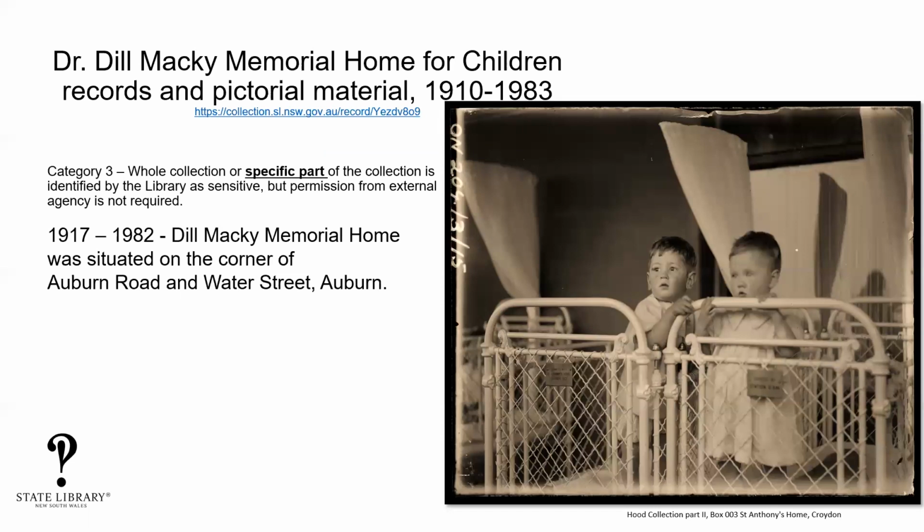The records of the Dr. Dill Mackie Memorial Home for Children were presented to the library in 1983 by the trustees. The Home for Children in Auburn was established by the Australian Protestant Orphan Society in 1917. Dr. Dill Mackie was the founder of the society.